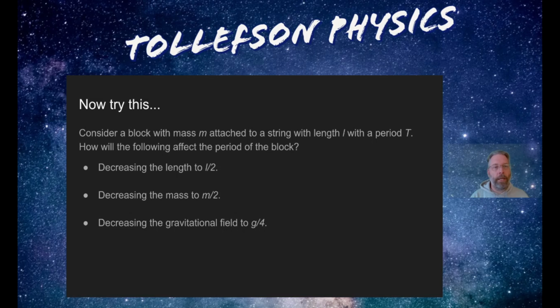All right, so now try this. Consider that you've got a block of mass M attached to a string of length L, and it has a certain period. How will each of these affect the period of that block? Decreasing the length to L over 2, decreasing the mass to M over 2, or decreasing the gravitational field to g over 4. All right, so hit pause now and unpause when you're ready to reveal the answers.